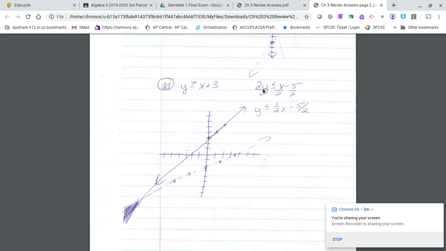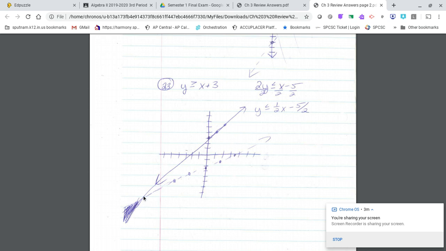23, I had to put this one in slope-intercept form first to graph it. And so this one was x plus 3, so y-intercept of 3, up 1 over 1. This one I divided by 2, and I got a y-intercept of negative 5/2, or negative 2.5. So when I go up 1 over 2, it's not going to be crossing at exact points on there.